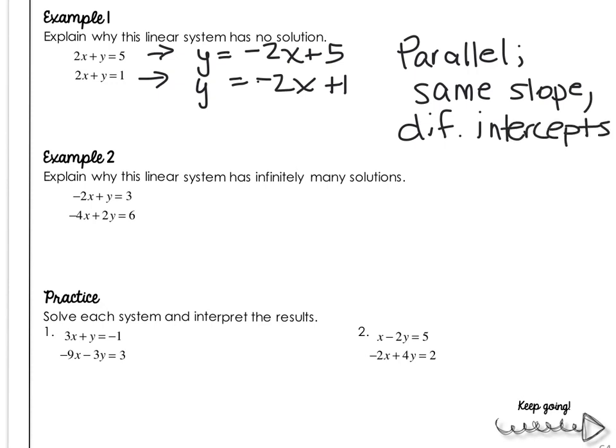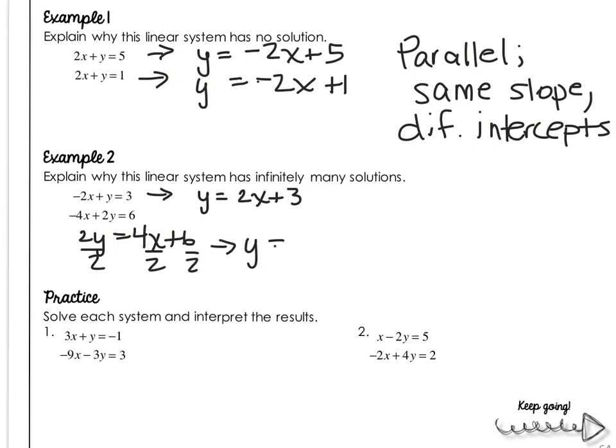All right, example number 2. It says this system has infinitely many solutions. How can we tell? Again, let's write this in slope-intercept form so we can see y equals 2x plus 3. And this one I'm going to have 2y equals 4x plus 6, divide by 2. And lo and behold, when you simplify it, it's y equals 2x plus 3.